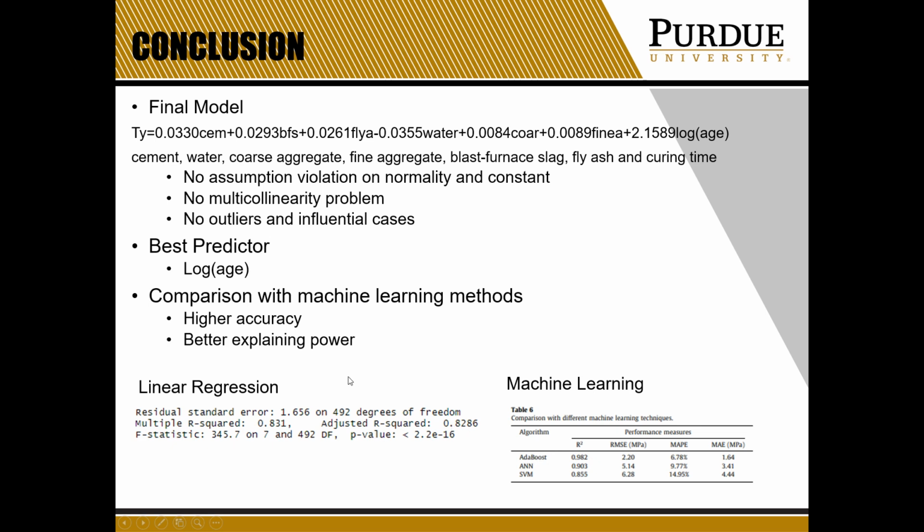So now we can say that using machine learning methods has higher accuracy, and also the model has better explaining power on the concrete comprehensive strength. That's all my presentation.